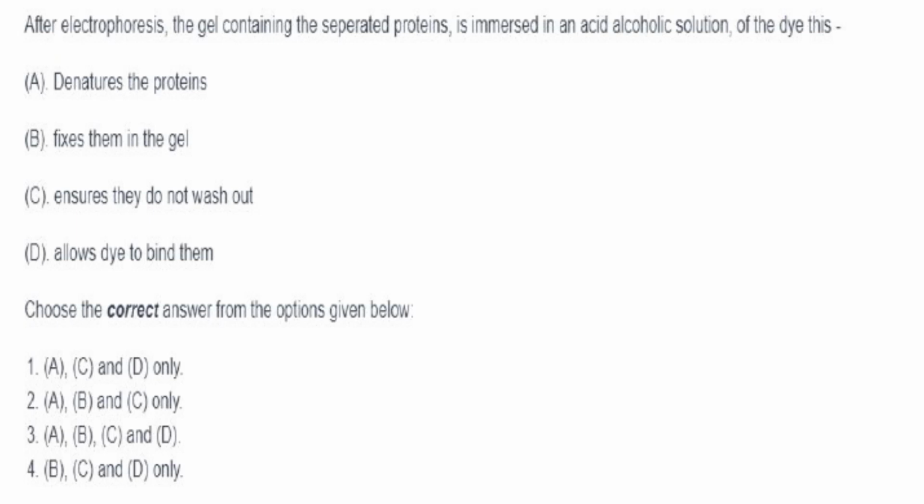Then next one. After electrophoresis, the gel containing the separated protein is immersed in an acid alcoholic solution of the dye. Denatures the protein. Yes, but actually when you immerse it in acid alcoholic solution, you are mainly fixing it. But there are chances that it can help to denature proteins because alcohols can disrupt the protein structure. Okay, so denatures the protein is also correct. Fixes them in the gel, that is more correct actually.